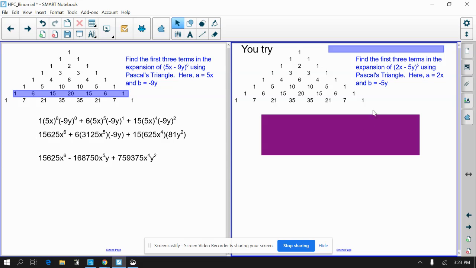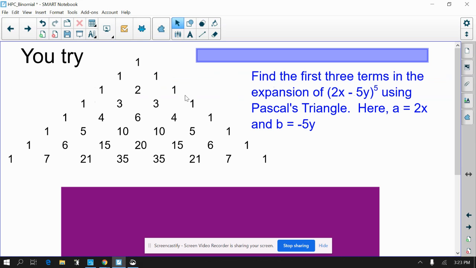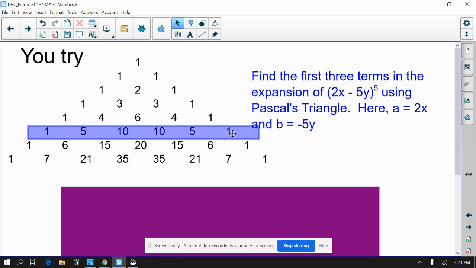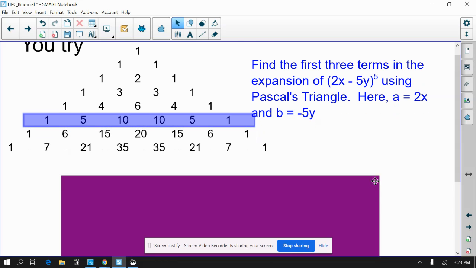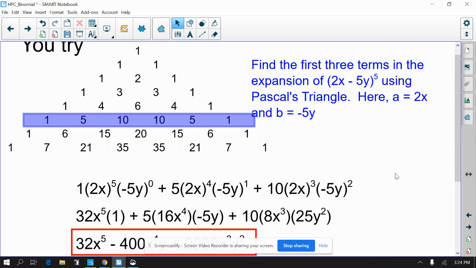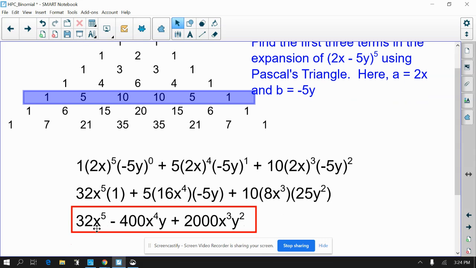All right, now you guys try. Pause the video. Notice this is 2x minus 5y to the 5th, so be careful. Pause the video and work this out. Well, I certainly hoped you paused it. And since it's to the 5th power, you are using this row right here. And you only have to find the first 3 terms. So I believe this is the correct answer.